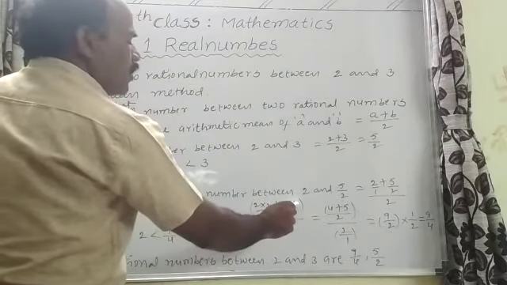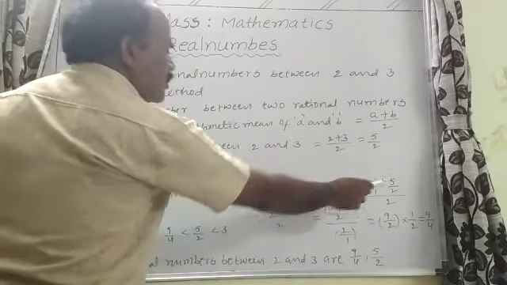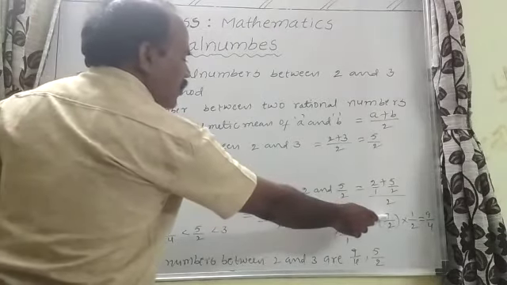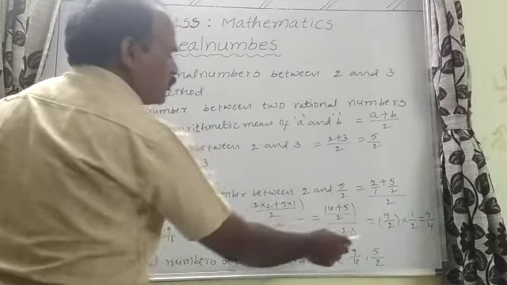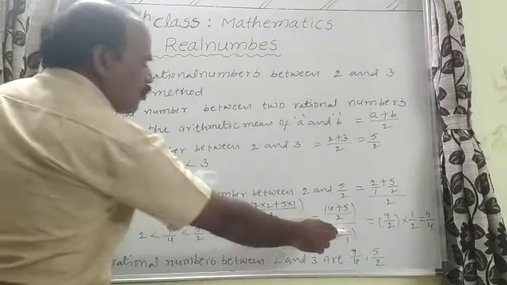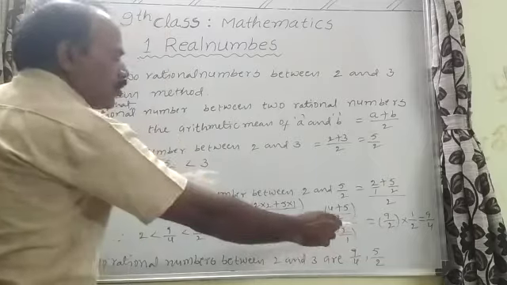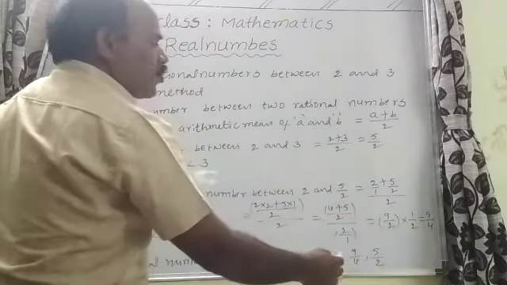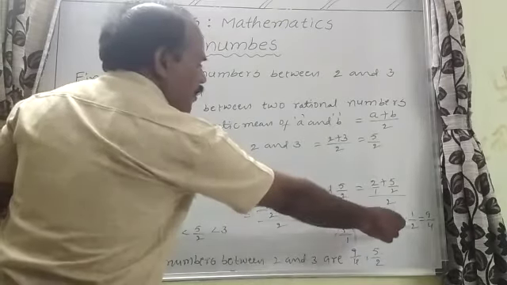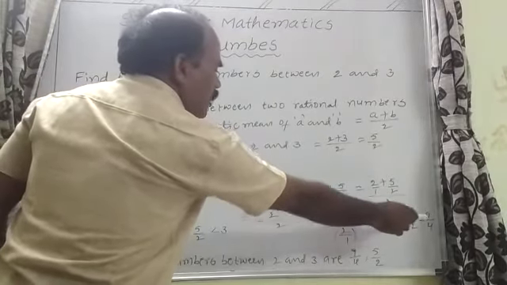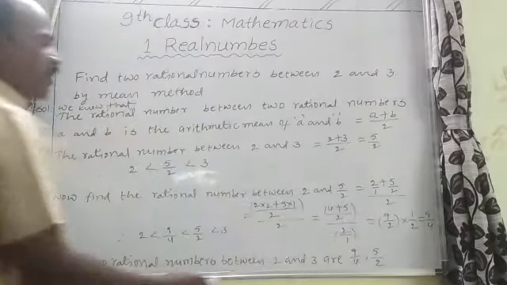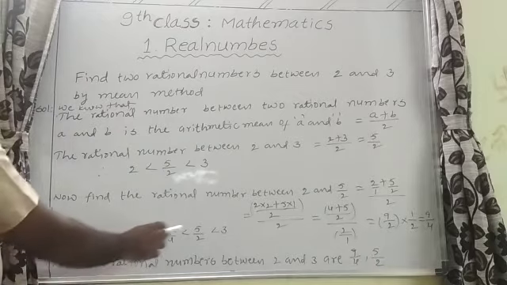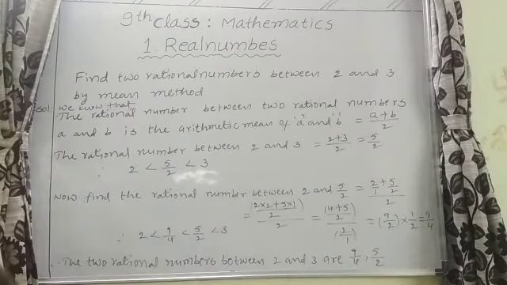That is equal to 1. 5 into 1 is equal to 5. 4 plus 5 is equal to 9 by 2. Here the denominator is 2. 2 means 2 by 1. Dividing by 2 by 1 can be taken as multiplying by the reciprocal of the number, that is 1 by 2. 9 into 1 is 9, 2 into 2 is 4, so 9 by 4. This is the second rational number between 2 and 5 by 2.